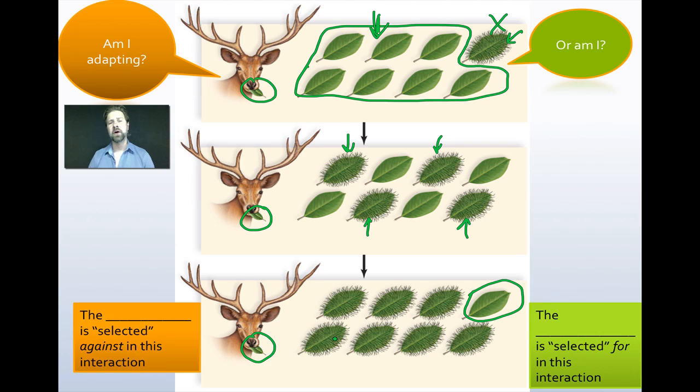Now, when we talk about Darwin's view on natural selection, we say that some species are selected for and some species are selected against. Now, the question is, who is selected for here and who is selected against? Well, as we can see, the deer, by not changing its food source, means that it is going to be selected against in this interaction. The prickly leaf subspecies that came from a mutation is selected for in this interaction.